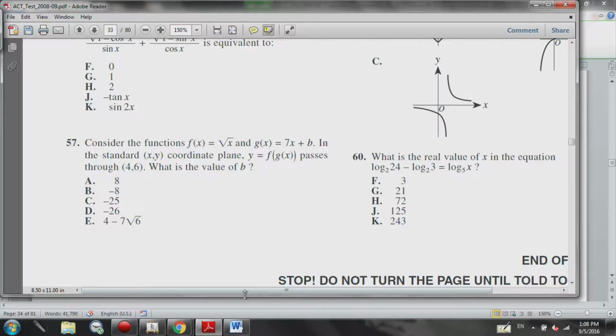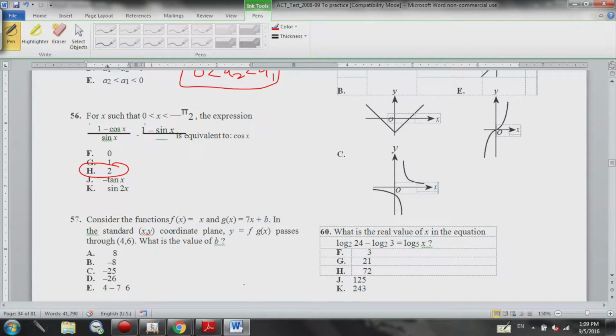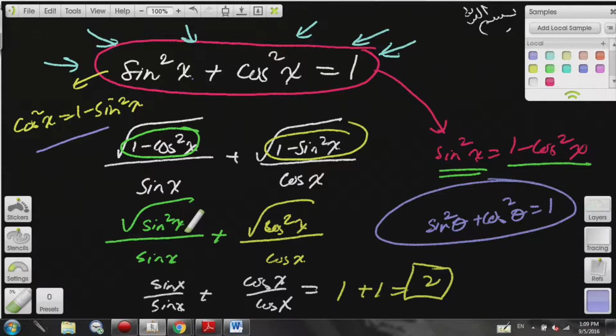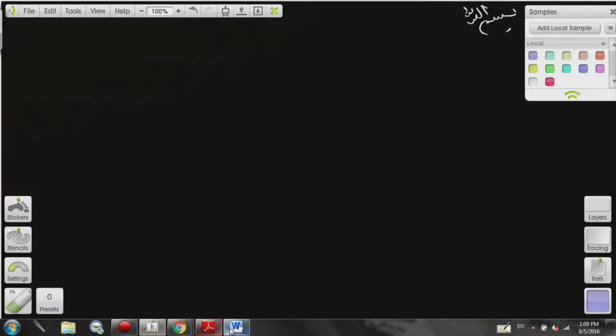Number 57 is this. Consider the function f of x equals square root of x. So we're given two functions. This one, f of x is the square root of x, and g of x is this. In the standard xy plane, y is f of g of x, and passes through 4, 6. What is the value of b? This is a very good question. So this is what we're given.